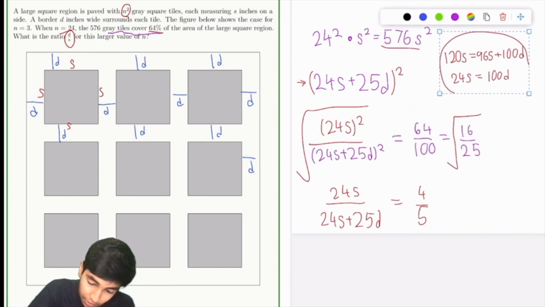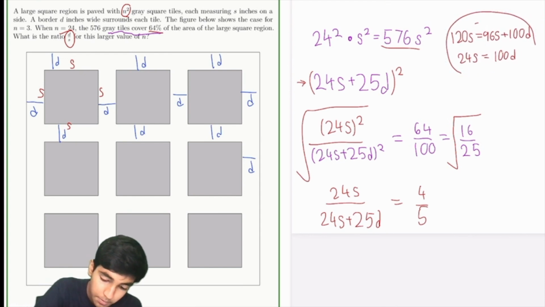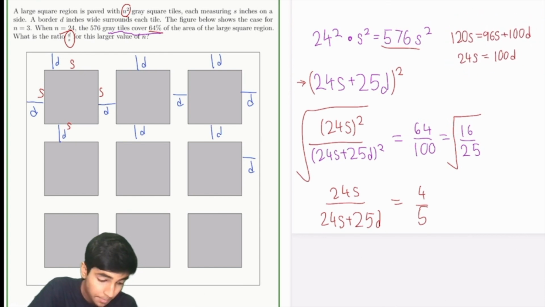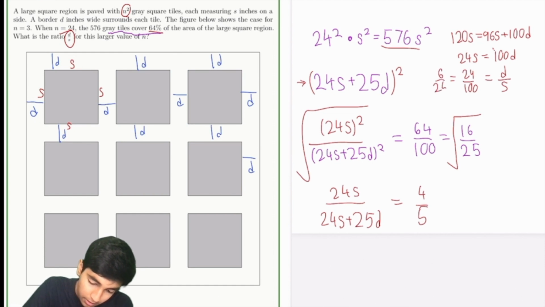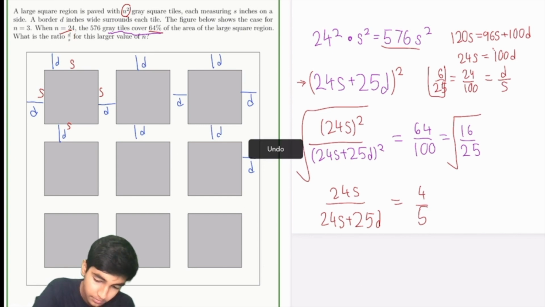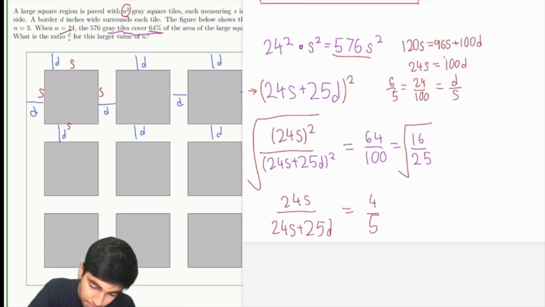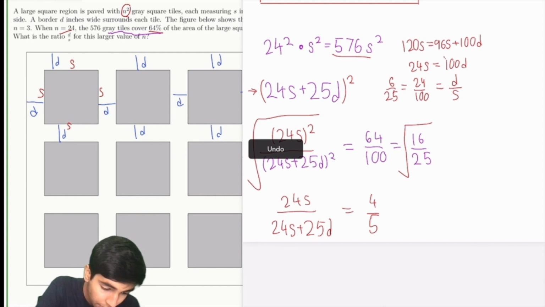But we're essentially asked to find the ratio of d to s. So from here, it's not that difficult. We can just see that 24 over 100, dividing by 100 to both sides and dividing by s to both sides. We get 24 over 100. We move the 100 to the other side and move the s to the other side, equals d over s. And 24 over 100 simplifies to 6 over 25. So our answer is 6 over 25. Whoops. So 6 over 25 is the answer.